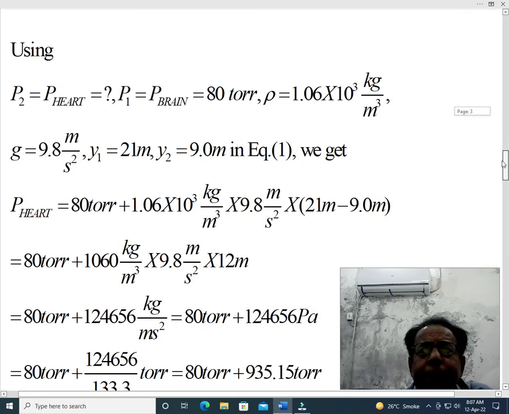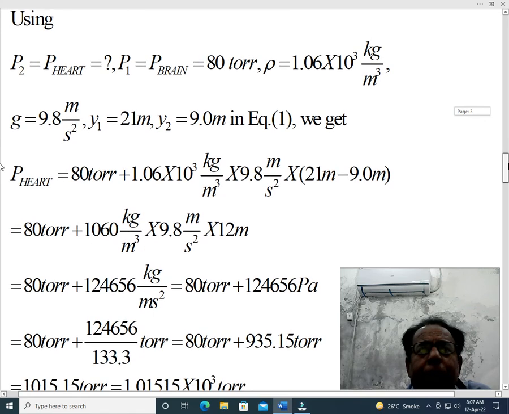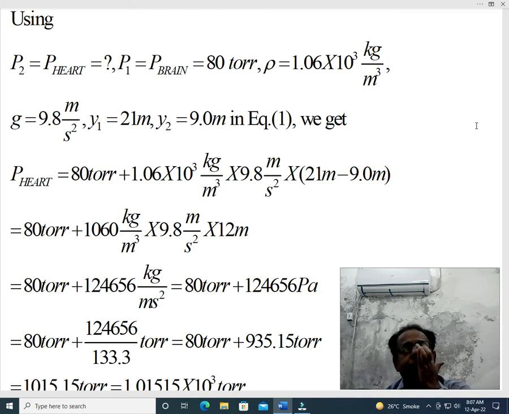Dear students, in equation number 1 we will make the following substitutions to solve our part A. Using P2, that is pressure, P2 is equal to pressure at heart, where heart is written as a subscript of capital P, is equal to a question mark, that is, it is to be determined, it is to be found out. While P1 equal to P brain, where brain is written as a subscript of P, has been provided in the statement and is equal to 80 torr.